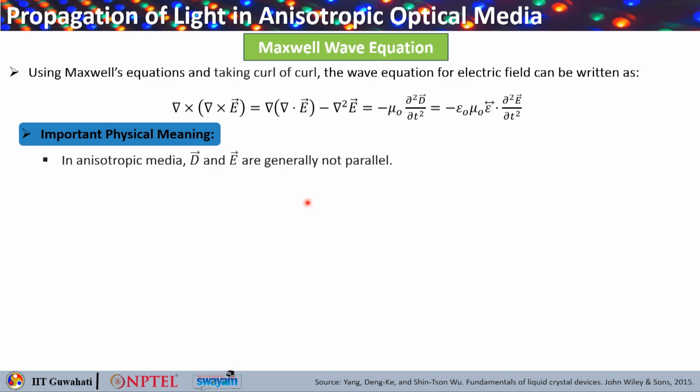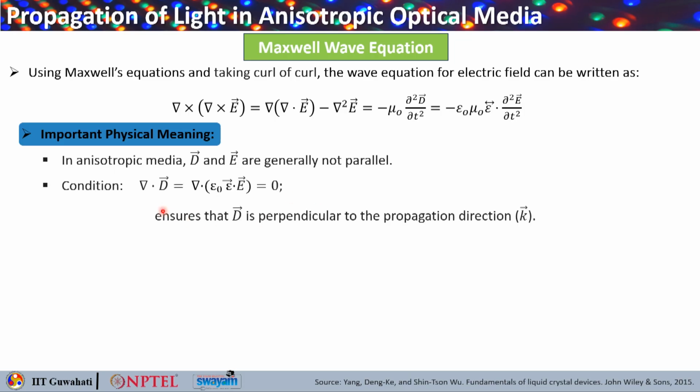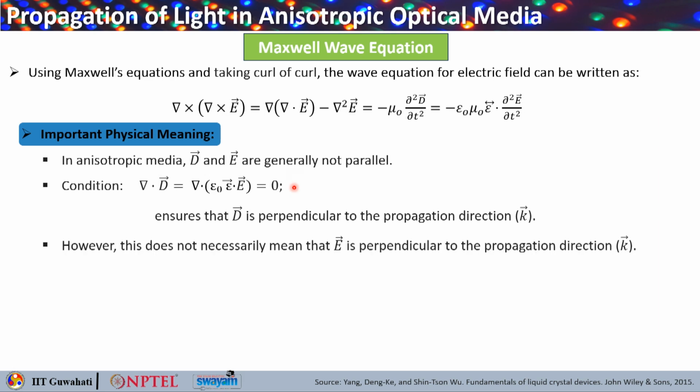So a couple of important things to remember and recollect, you have discussed this earlier, that in an anisotropic medium, the D and E vector, the electric displacement and the electric field, are not generally parallel. So the condition that del dot D equals del dot epsilon naught epsilon tensor E equals 0, this basically ensures that D is perpendicular to the propagation of the wave, that is the wave vector k.